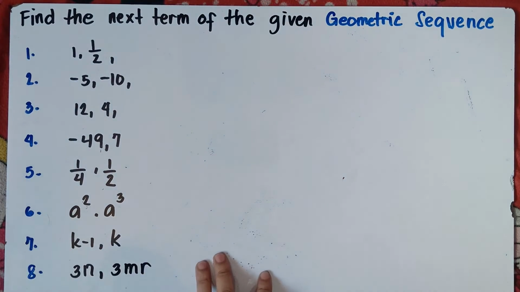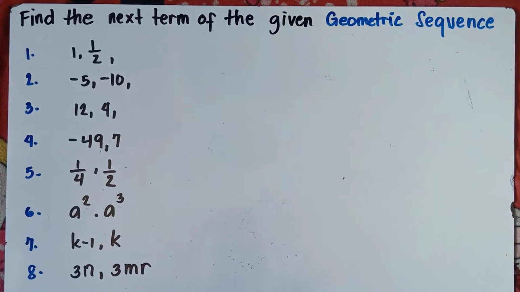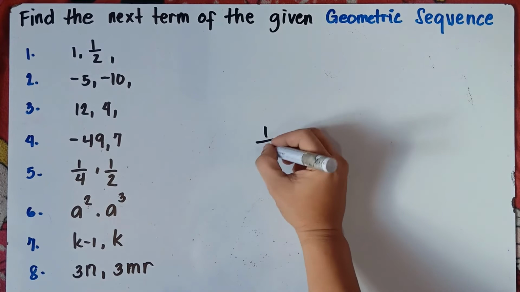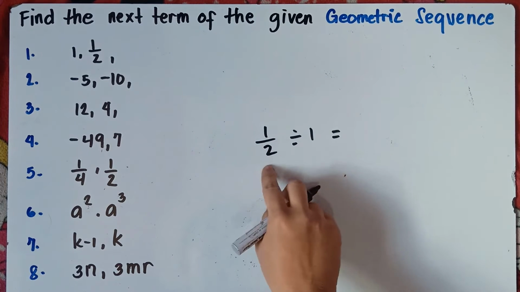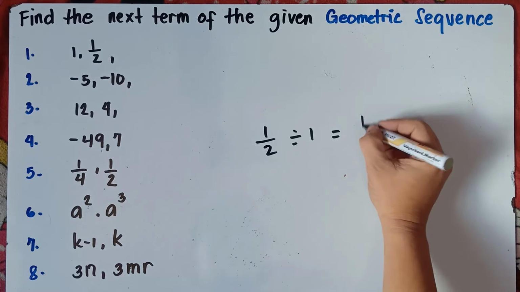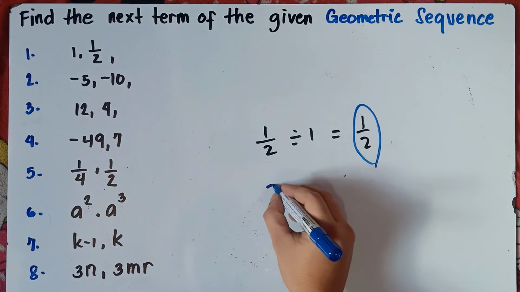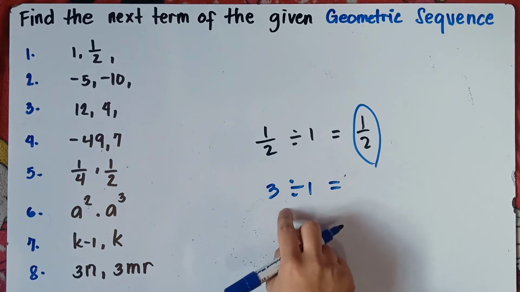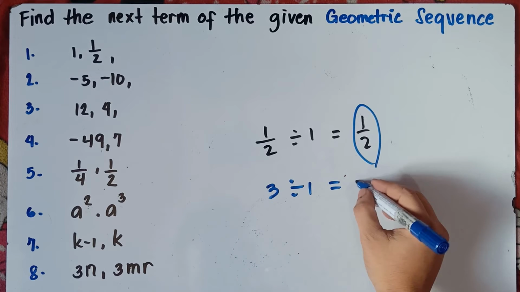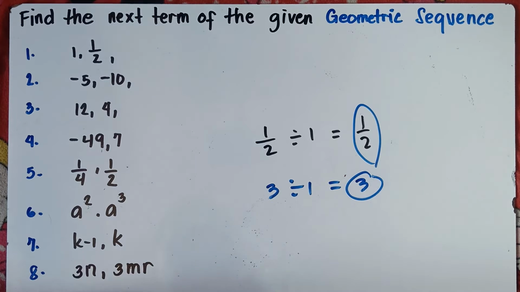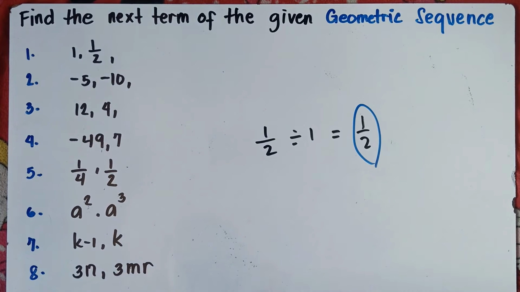Number 1. Of course, we need to divide, so that will be 1/2 divided by 1. A number divided by 1, the answer is always the number itself. So that will be 1/2. So the common ratio is 1/2. Even if we try 3 divided by 1, the answer is always the number itself. 3 divided by 1 would be 3. So in our example number 1, 1/2 divided by 1, the answer is 1/2. So the common ratio is 1/2.